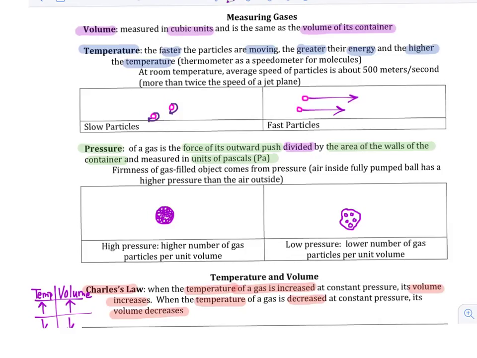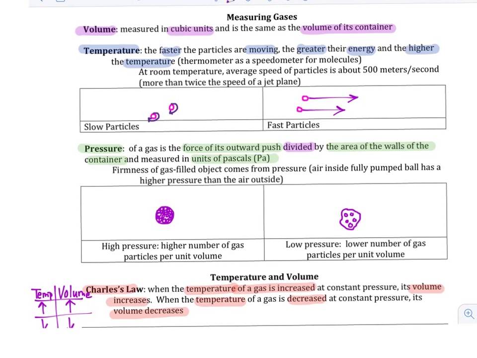Here I have slow particles, and you can see that I drew them with just little arrows showing they're not moving very fast. Those would be cooler than the fast-moving particles that are moving around and bouncing off of the wall.